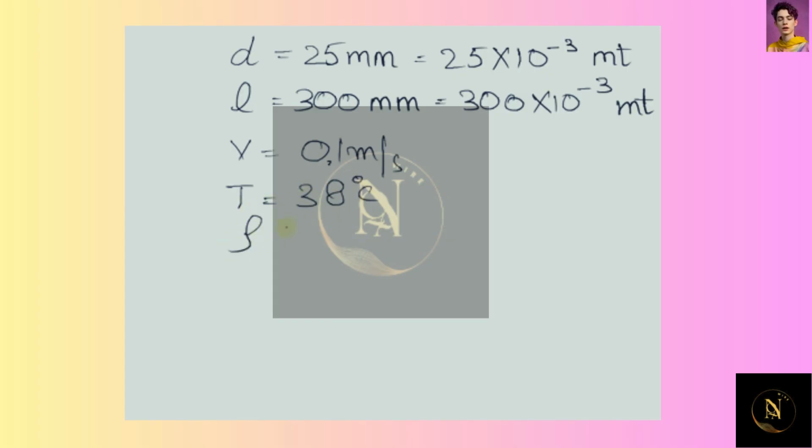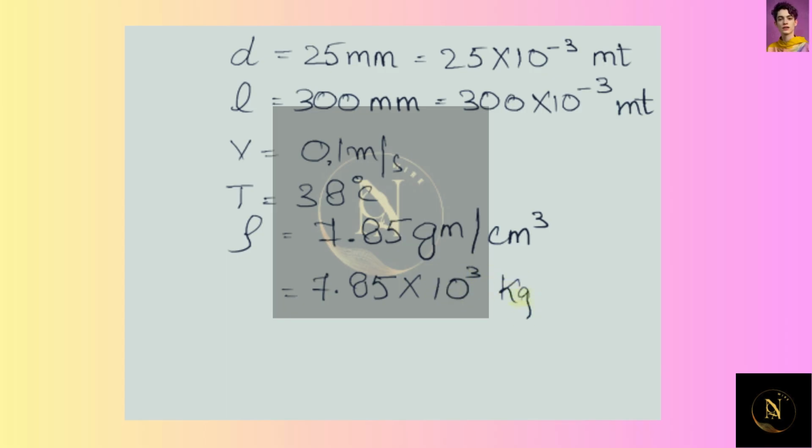Relative density, that is rho, is given as 7.85 gram per centimeter cube, which can also be written as 7.85 into 10 raised to power 3 kilogram per meter cube. The value of viscosity, that is mu, is given as 0.3 Pascal second, and they are asking us to calculate the clearance between the tube and the cylinder.